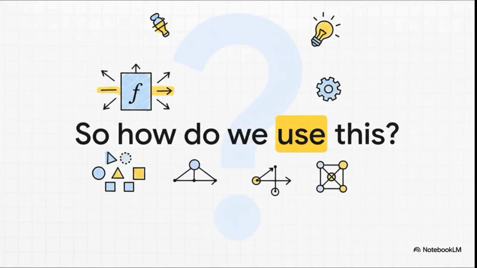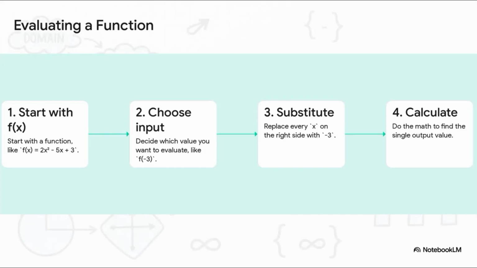Okay, great. It's a new label, but so what? How does this notation actually help us? What's the point? Well, this is where it gets really useful. It gives us a super clean way to evaluate a function. You can think of it like a simple recipe. Step 1, you start with your function. Step 2, you decide what you want to plug in. Here, we're asking for f of negative 3. Step 3, and this is the key, you replace every single x in the equation with your input. And finally, step 4, you just do the math.